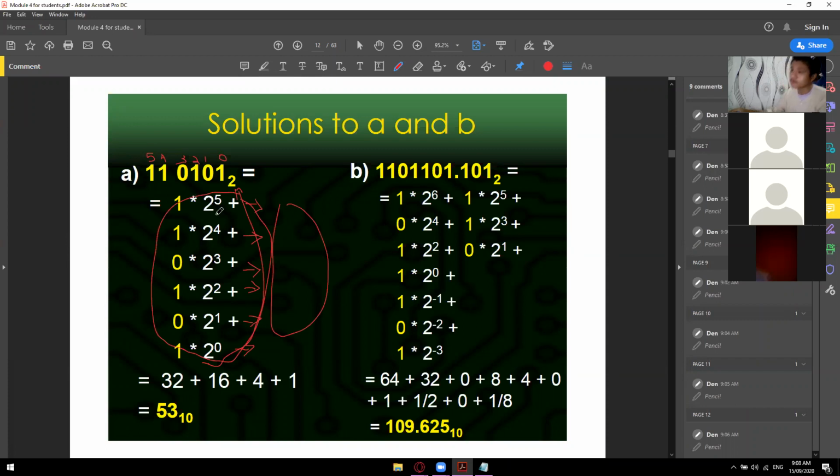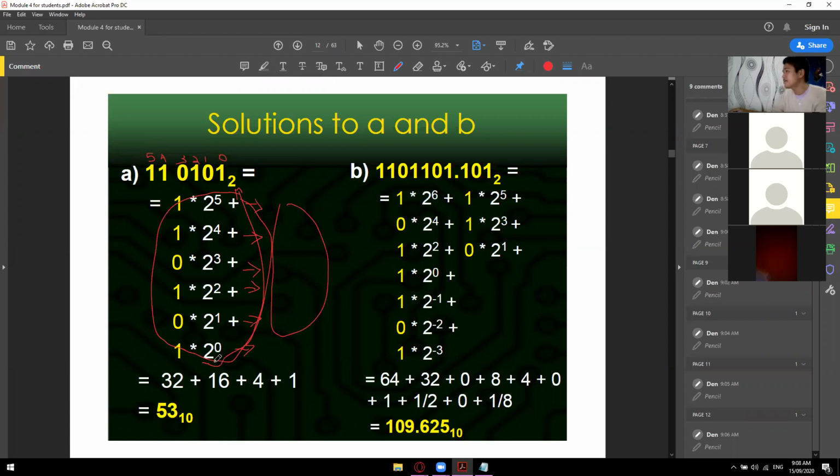So, ito na yun. 1 times 2 raised to 5 is 32. 1 times 2 raised to 4 is 16. 1 times 2 raised to 2 is 4. And then 0 times 2 raised to 1 is, of course, 0. Any number that will be multiplied to 0 is 0. And then 1 times 2 raised to 0 is 1.